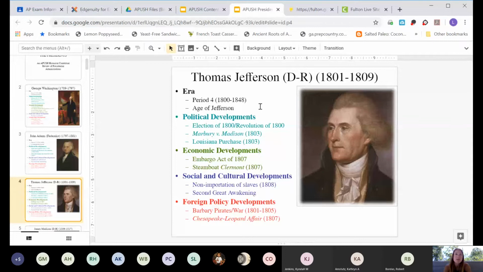Or was it 14? Was it 10 or 14, Mr. Bordas? 10 or 14 what? I'm sorry. $1 million. I thought it was 15, but close enough. Well, there we go. Close enough.